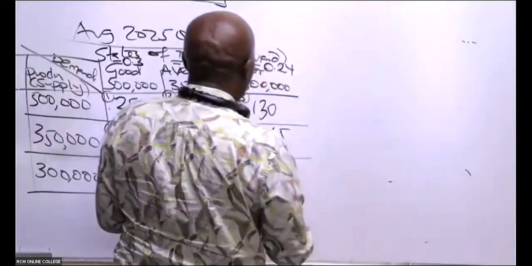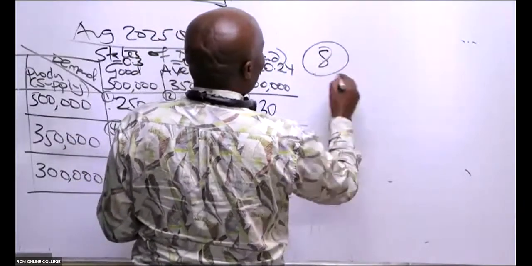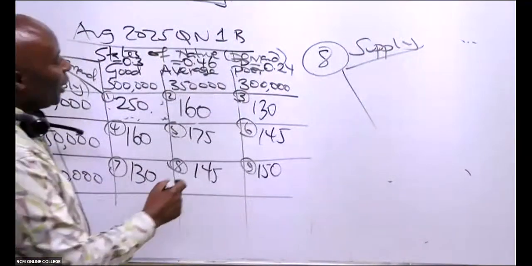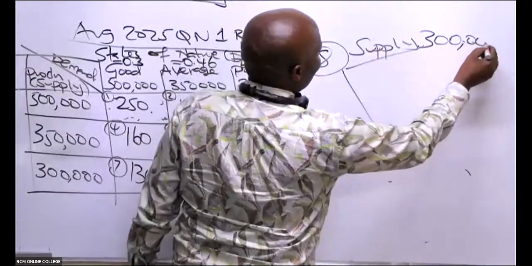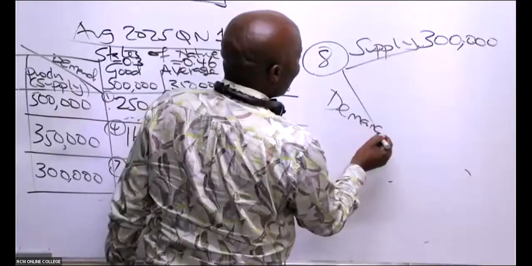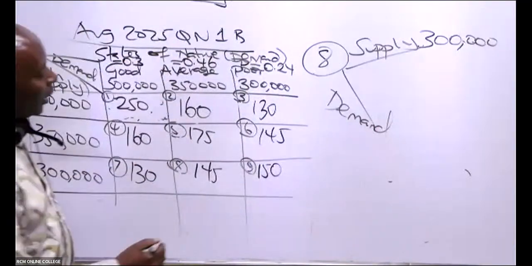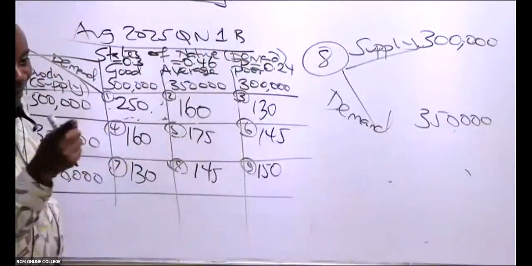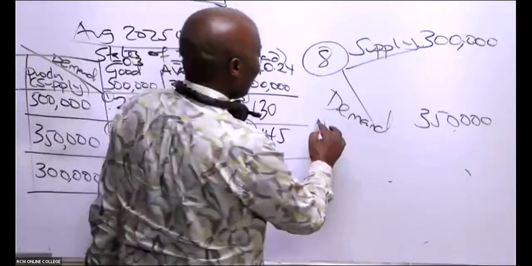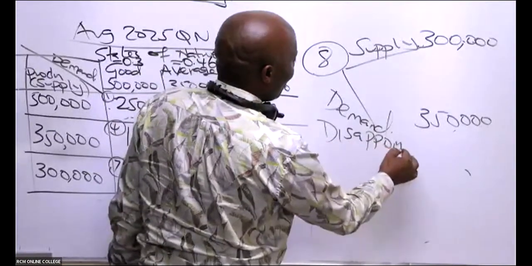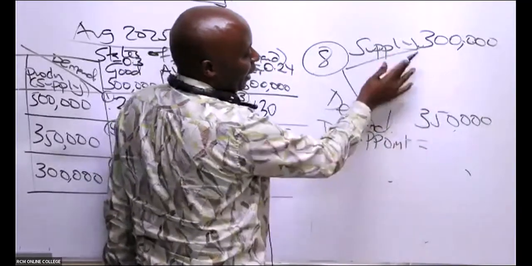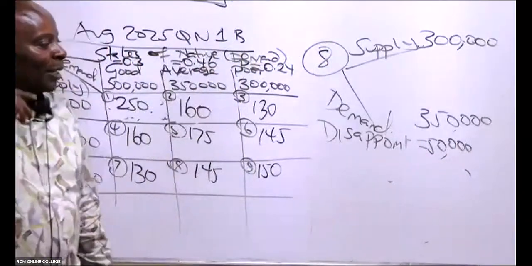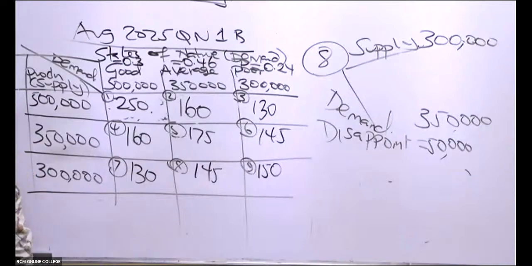Let me explain cell number 8. Not a problem. I should be able to know what I'm supplying for cell number 8. I'm supplying 300,000. And then the demand for cell number 8 is 350,000. So in this case, what is really going to happen here? We are disappointing some customers. How many customers are you going to disappoint here? We are disappointing customers because demand is more than the supply.